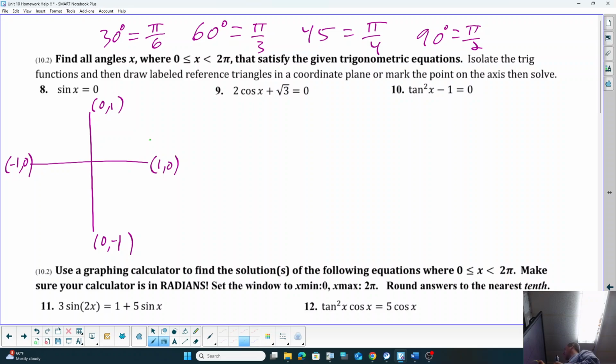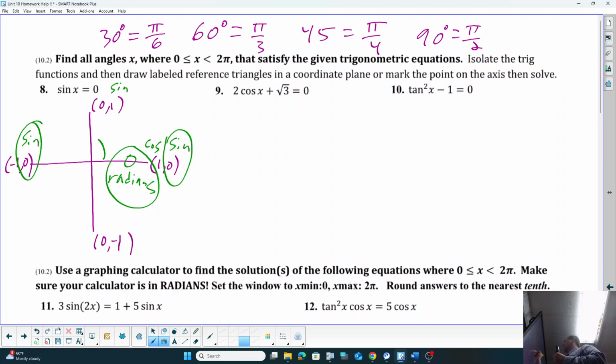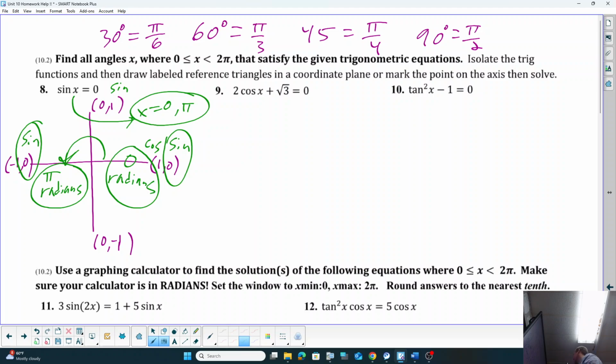So where does sine equal 0? Basically you're asking yourself, where is sine equal to 0? Sine is equal to 0 here, sine is equal to 1 here, and sine is also equal to 0 here. As far as radians go, it's going to be 0 radians, and then all the way here, which is what? Pi radians, 3.14159. So those are our two answers for x: 0 and pi.